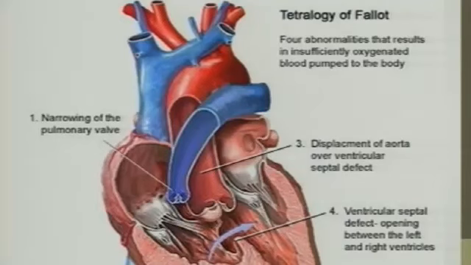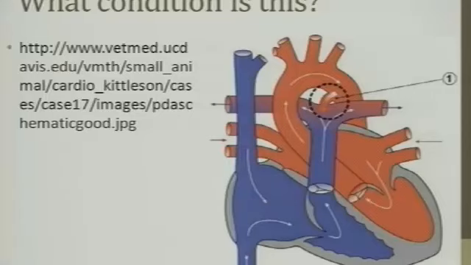Okay. So Tetralogy of Fallot. I gave you that one. Now you give me this one. What's happening? What condition is this, in an adult heart, out of those conditions I just gave you? This is a tough one. Very good. You could see that connection.